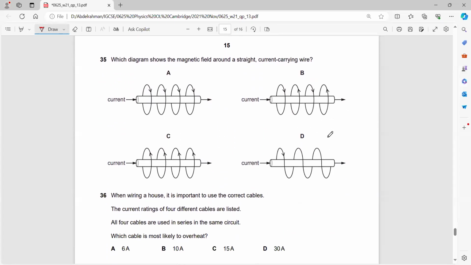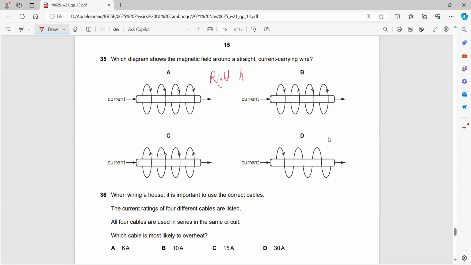Which diagram shows the magnetic field around the straight current carrying wire? How can I find it, guys? How can I find it using the right hand rule grip? Okay, right hand rule grip.